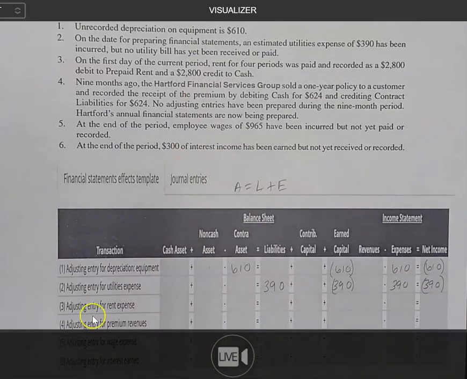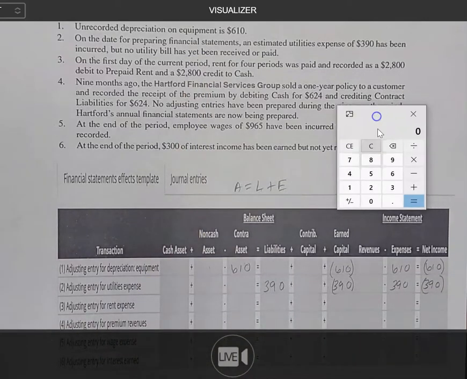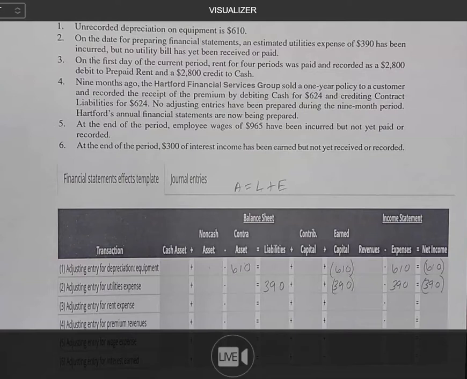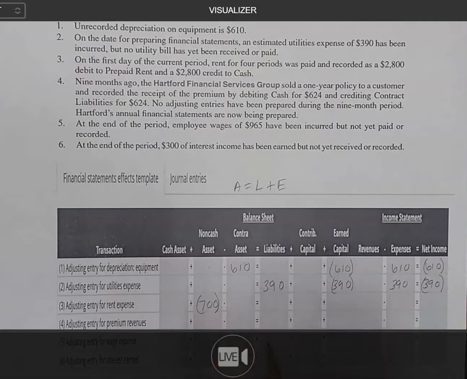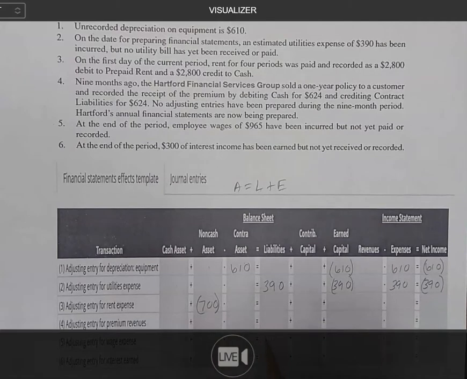And so if we were to bring our calculator over for just a moment and say 2,800 divided by 4, because we paid for four periods, equals $700. Okay, so that's why I'm going to do what I'm about to do. So what we've got here is we have a non-cash asset that has gone down by $700.